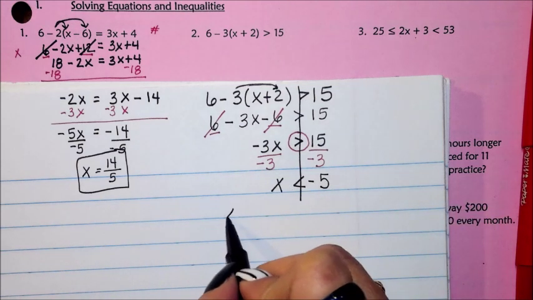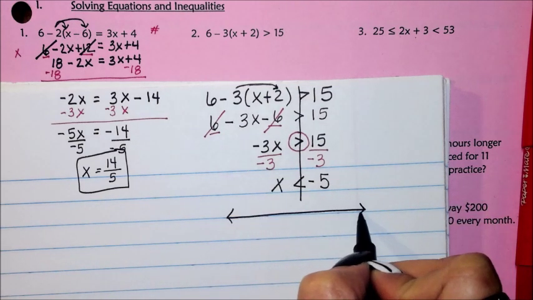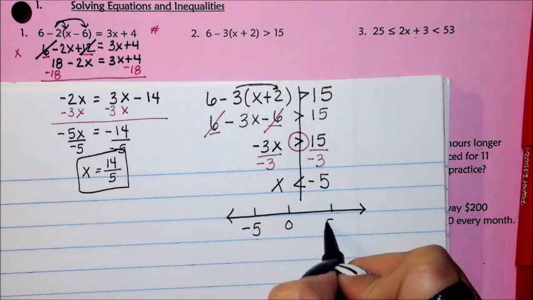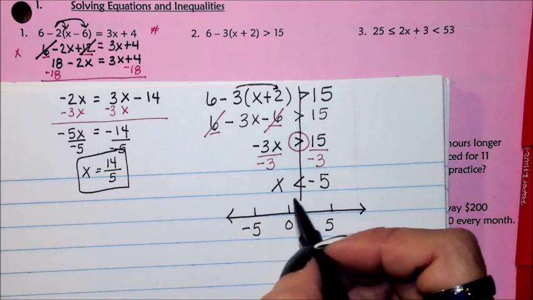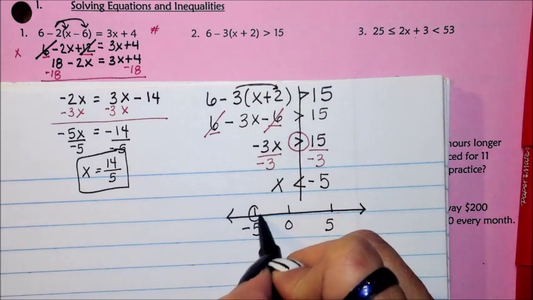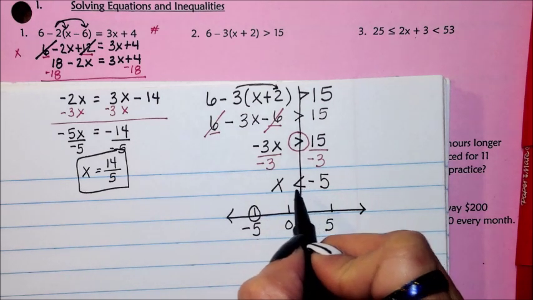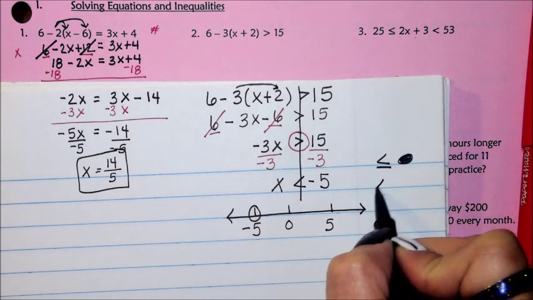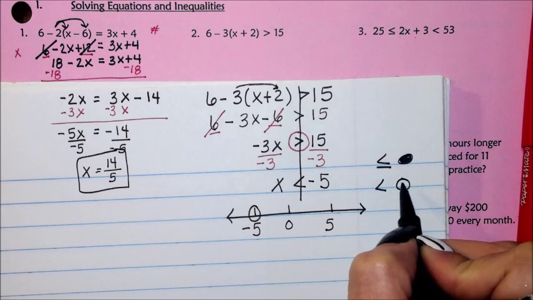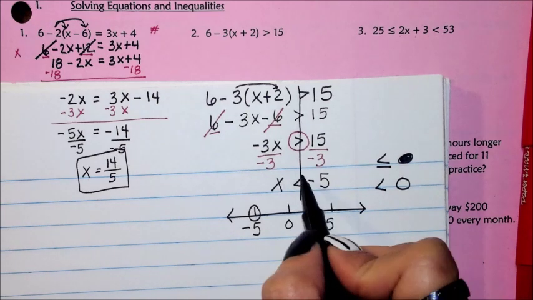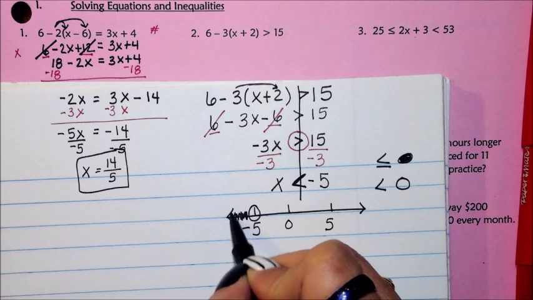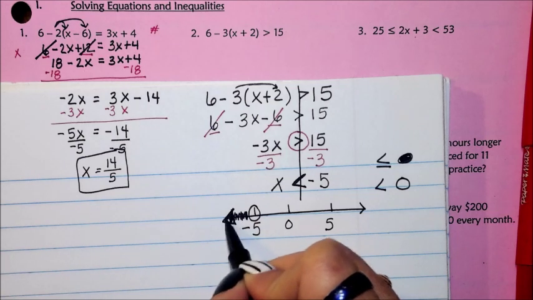If I were to graph that, I would put 0, negative 5, and 5. I would circle negative 5. There's not a line underneath it. Remember, when it has a line under it, you color it in. If it doesn't, you leave it open. This doesn't, but it points to the left, so I am going to shade to the left on that.